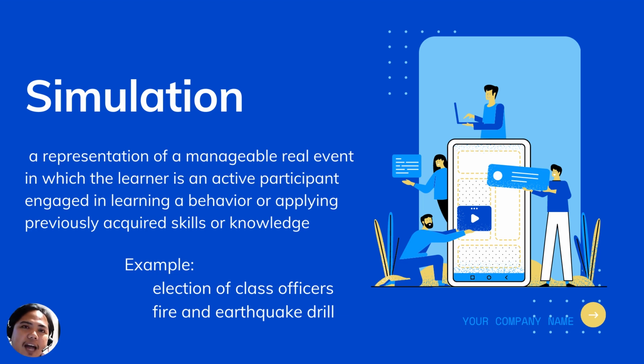So here we have simulation. As for simulation, it is actually a representation of a manageable real event in which the learner is an active participant engaged in learning a behavior or applying previously acquired skills or knowledge. For example, election of class officers, or sometimes fire and earthquake drills are conducted in schools. So these are examples of simulation.